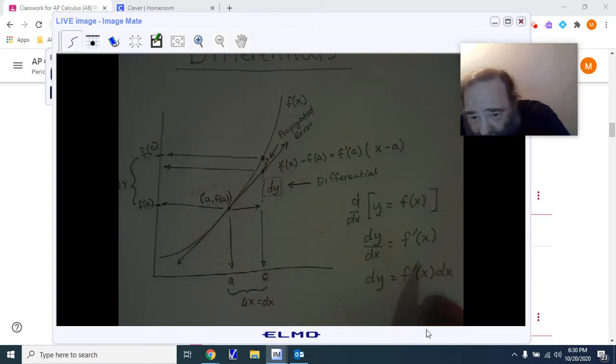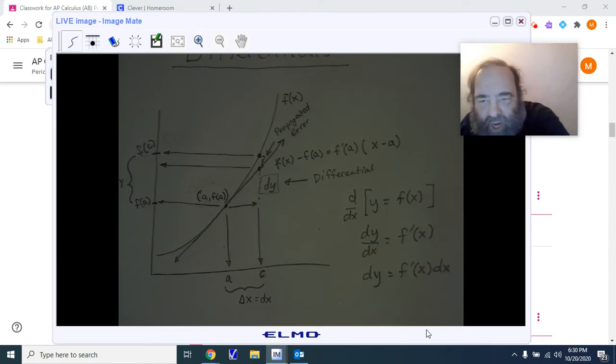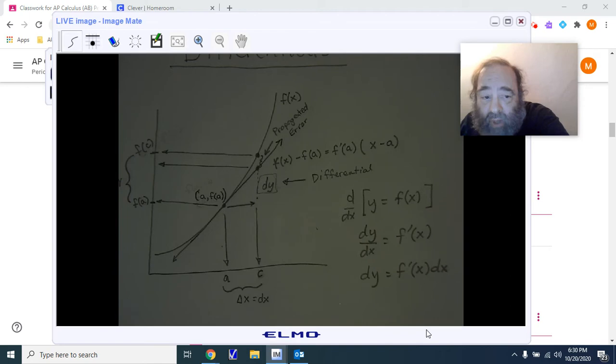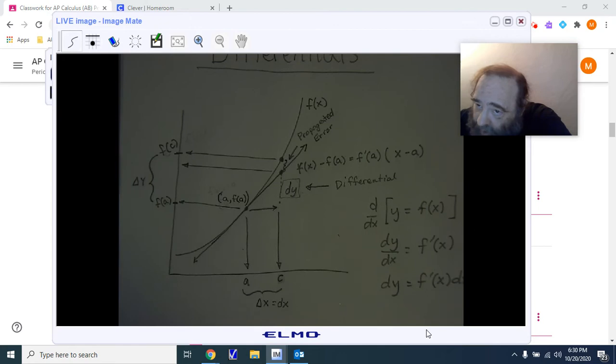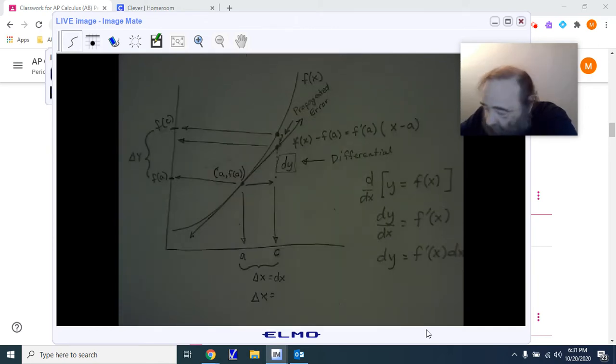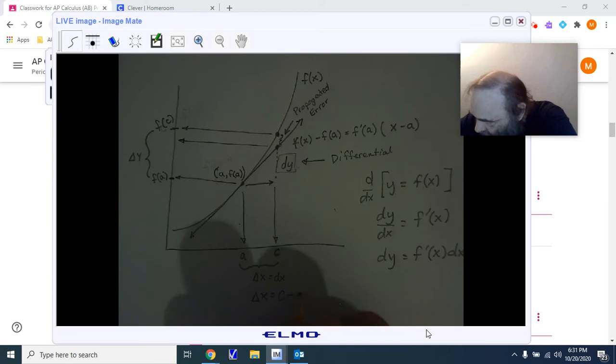And what we've been doing with it for the last several months hasn't changed. The differential is the approximate change in y, not the actual, which is delta y. Now remember, this is based upon what we have already discussed, that the delta x will be equal to the dx by the mathematician's choice. Not only that, but we know that the change in x right here is equal to c minus a.